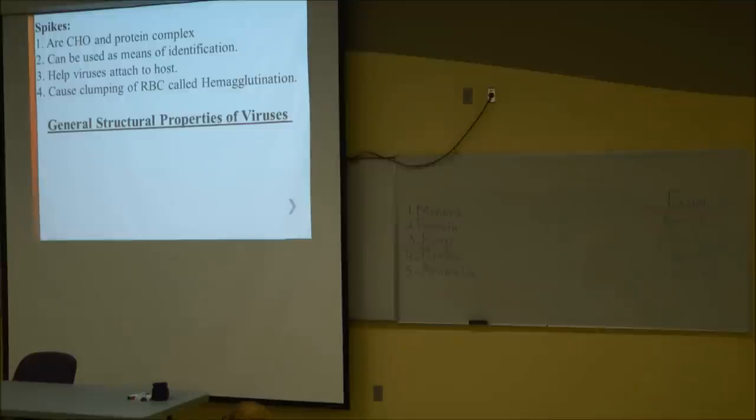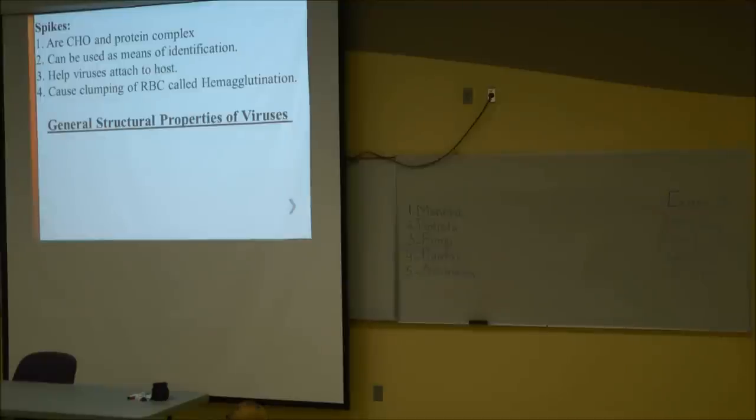I'm a little bit confused here. Any virus that has spikes, if it ends up in blood, it will cause clumping. Right. The RBC is not like a transport for the disease.